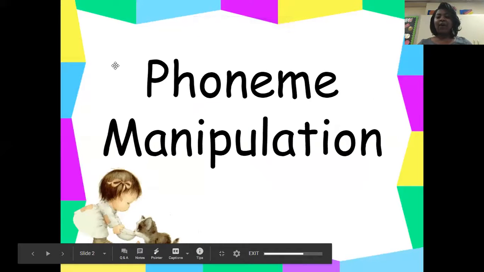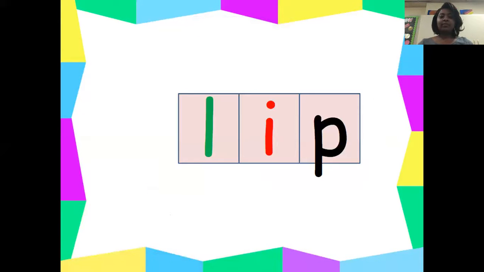Let's manipulate some phonemes or sounds. What is this word? Lip. If I add an F in front of the L, it will be flip. If I change the F to a B, it is blip. If I change the B to a C, my word is clip. If I change the C to a S, my word is slip.